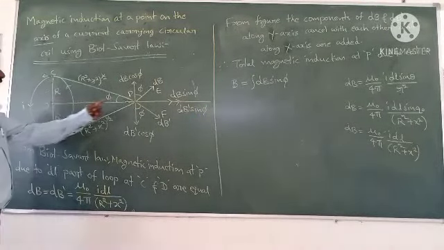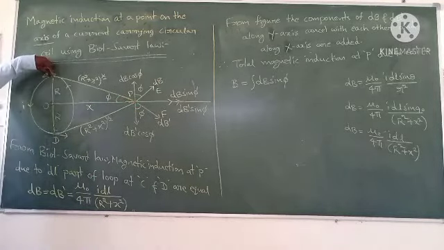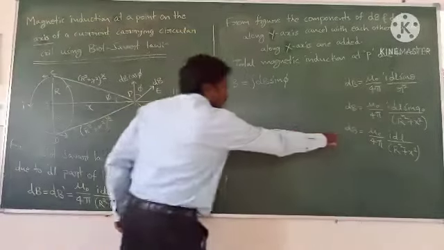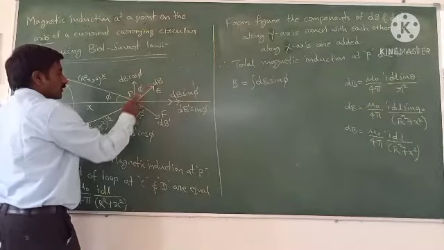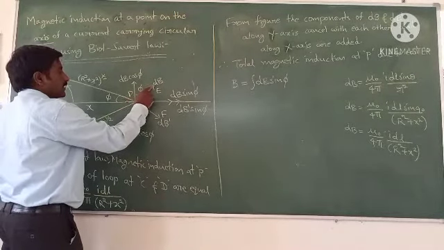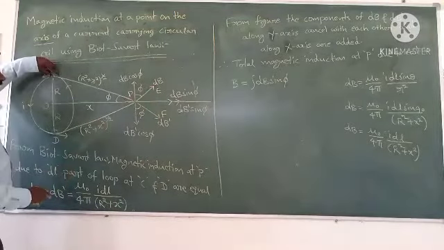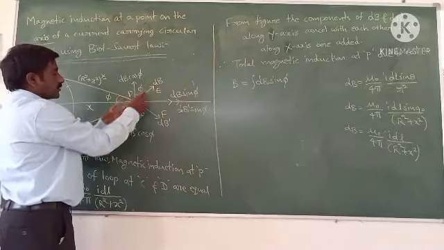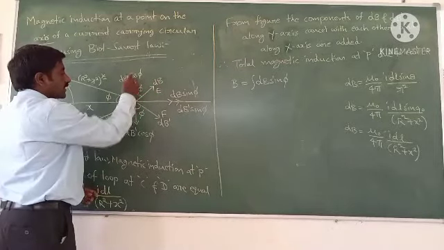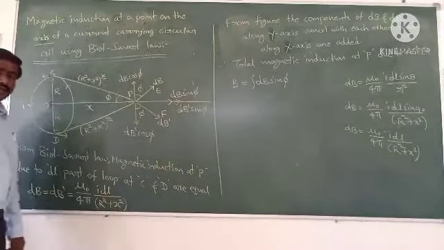That is the magnetic field at point P due to the dl element at point C. That dB direction is along this PE direction. So this is the resultant magnetic field at point P due to the dl element at C. This component will be split into two components: one is dB cos phi along the y-axis and dB sin phi along the x-axis.